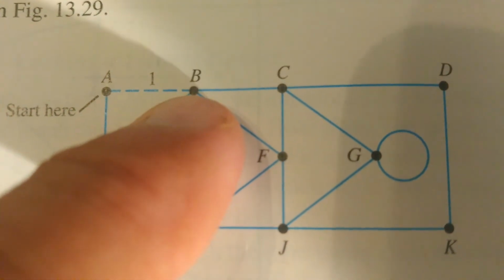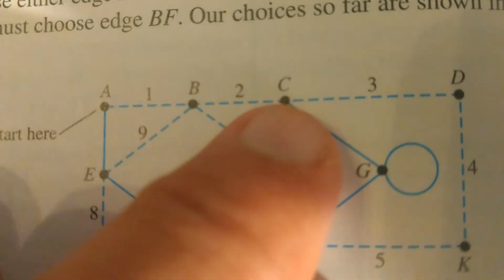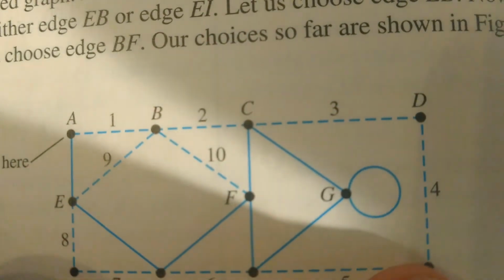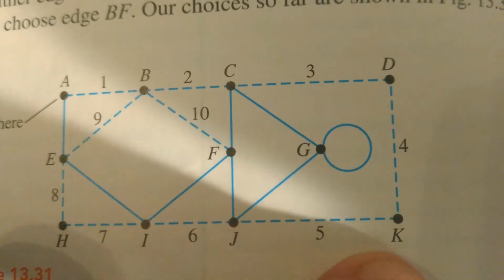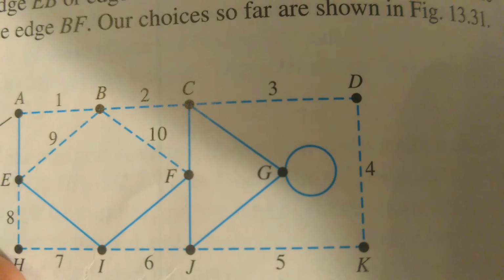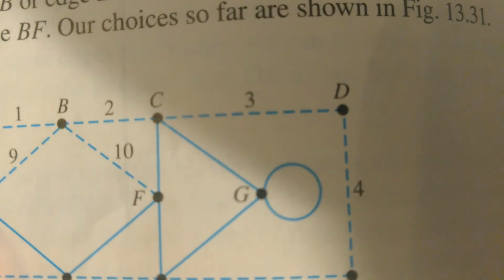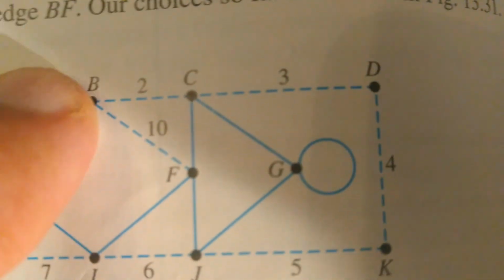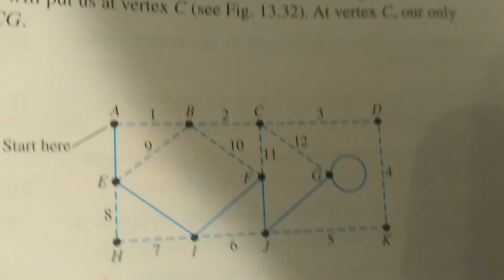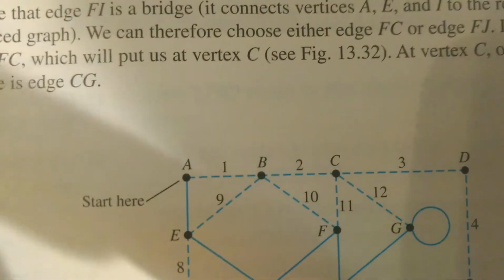Based on the problem from 13.1, we're going to start at A. And we'll move to B. And then from B, I'm moving to C, C to D, D to K, K to J, J to I, I to H, H to E. Then I'm going back up to B, down to F. From F, I'm going to C, and from C, I'm going to G.